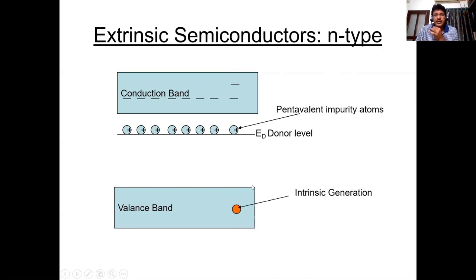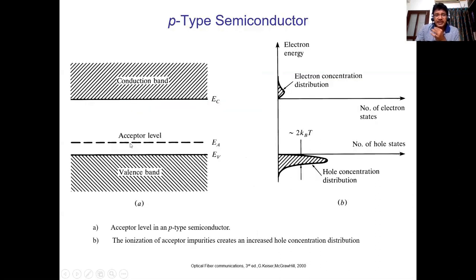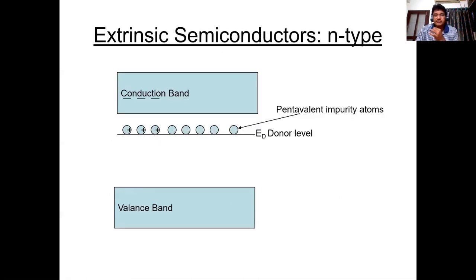If you take a P-type semiconductor, we are doping the semiconductor with trivalent impurity atoms. Those will occupy an energy level nearer to the valence band. They accept electrons from the valence band and create holes there. That's why these atoms are called acceptor atoms and this level is called the acceptor level. In a P-type semiconductor, we have more holes, but not electrons.